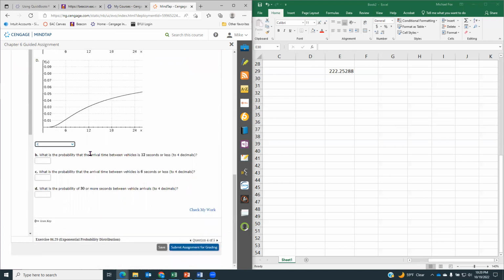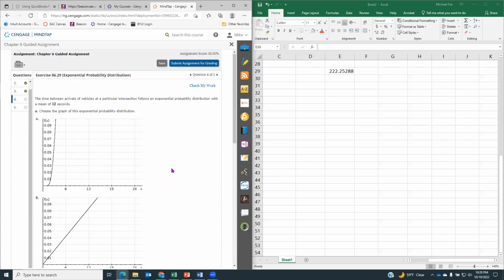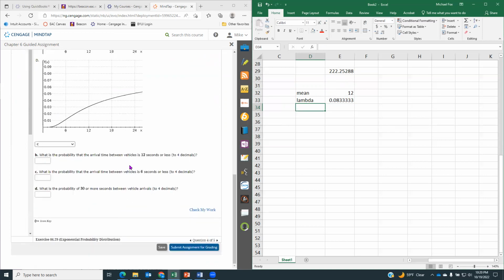So now it wants to know, what's the probability that the arrival time between vehicles is 12 seconds or less? So what information do we know? We know that the mean is 12 seconds. Now, when we do exponential probability distributions, we're going to need a number called lambda. Lambda is a Greek letter, and it just means 1 over the mean for these problems. Okay, so now to find the probability that a vehicle, and then we need a value of X.